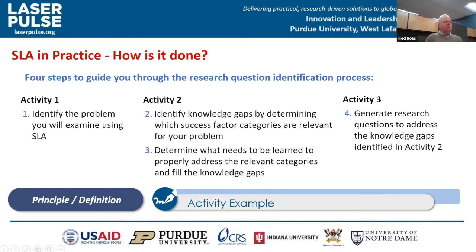Okay, what preceded was a brief overview of the success factors and how they are used to facilitate a comprehensive examination of a system to identify critical gaps that can be addressed through research. We'll now look at how to apply the system level of analysis process in more detail with a specific example.